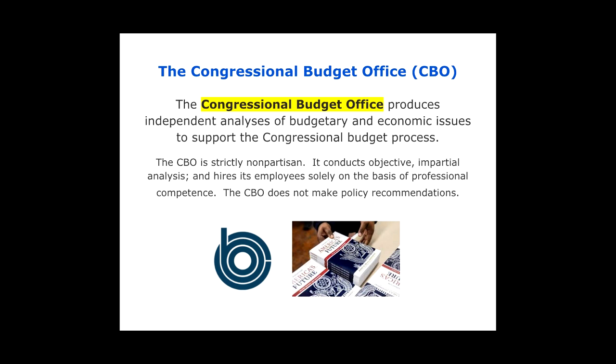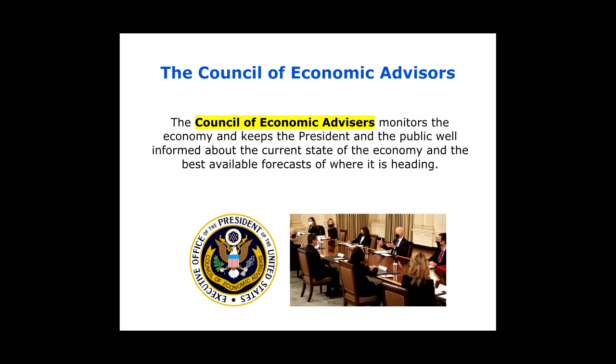The Congressional Budget Office is a nonpartisan, independent group that helps in the budgetary process. Their main goal is to provide independent analysis of the budget, and if people propose new laws, they will study them and explain what the impact to the budget will be. The Council of Economic Advisors is a group of economists that helps advise the president and the public about the state of affairs in the economy. They keep the public well informed about where the economy might be going.